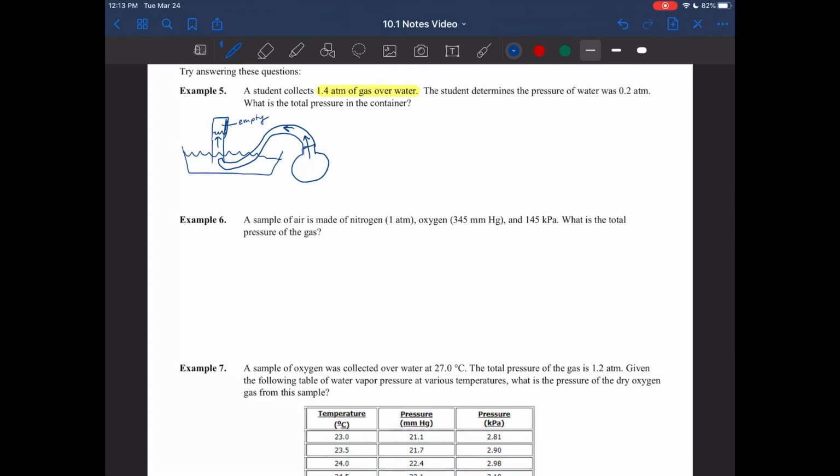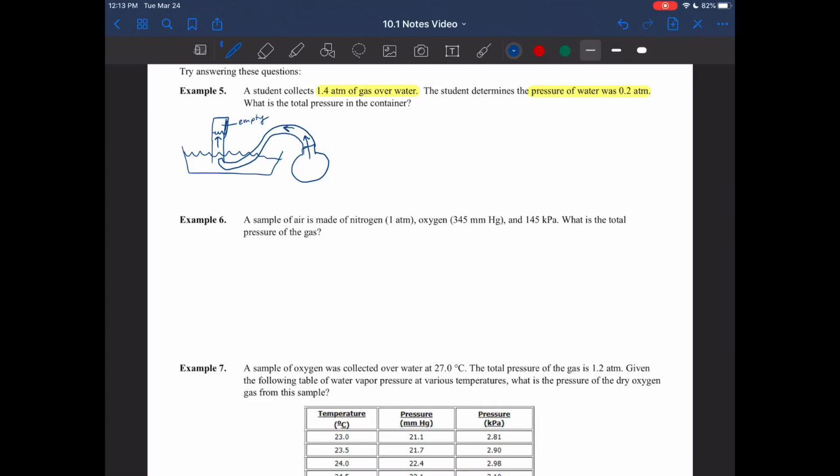The thing about collecting gas over water is that in the air, there's always a little bit of water vapor. So if you're collecting gas over water with this method here, you have to account for the water vapor. The water vapor is a gas that's going to exert a little bit of its own pressure. It's going to contribute to the total pressure. And in this case, that amount of pressure that the water vapor has is 0.2 atmospheres.